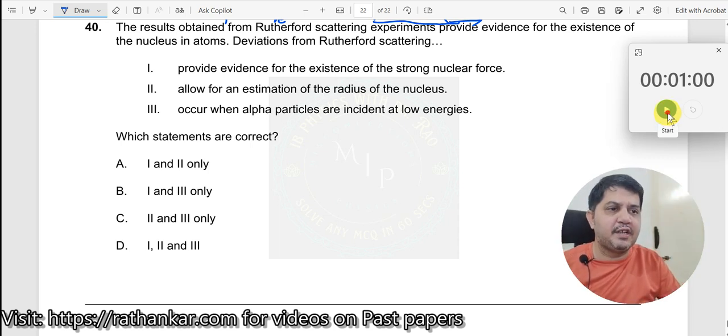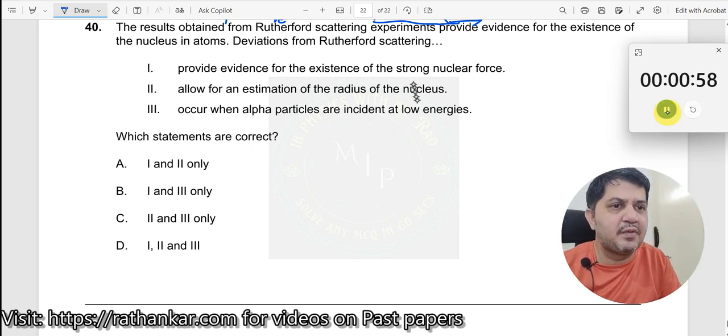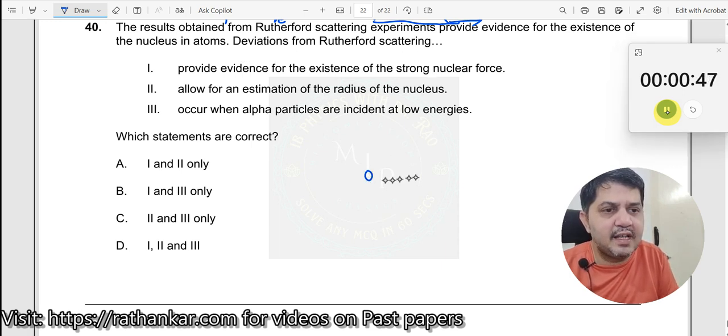Question number 40. The results obtained from Rutherford's experiments provided evidence for the existence of the nucleus in atoms. Okay. And deviations from the Rutherford scattering. What is Rutherford scattering?